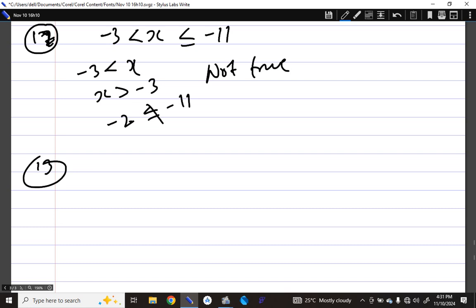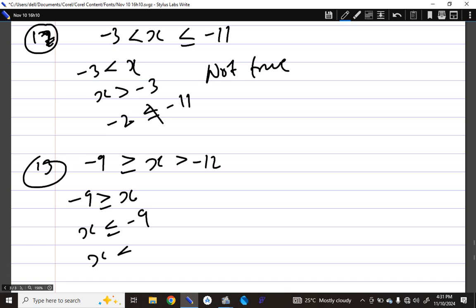So we move to question number 13. For question number 13, we have that minus 9 is greater than or equal to x, which is greater than minus 12. So let us check it out. You say that minus 9 is greater than or equal to x. That means that x is less than or equal to minus 9.